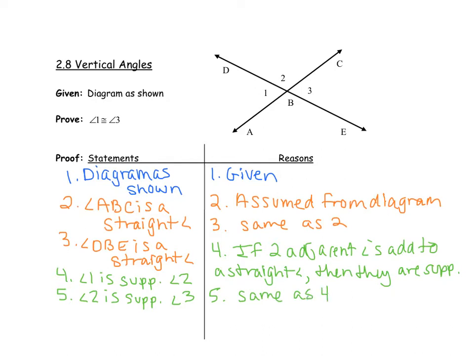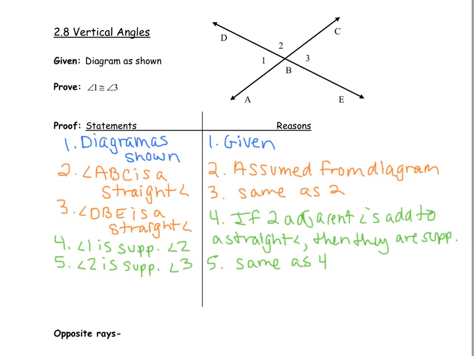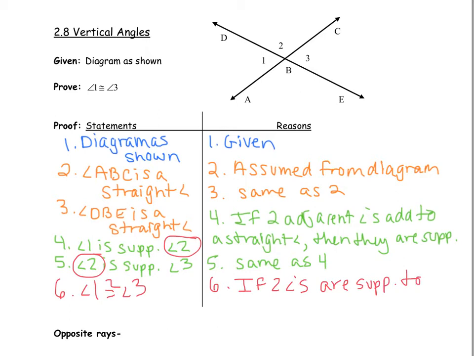So far, this proof is exactly like we've done at the beginning of this chapter. Now, hopefully you're recognizing that we've got angle 2 twice, so we're able to say that angle 1 is congruent to angle 3, because if two angles are supplementary to the same angle, then they are congruent to each other.